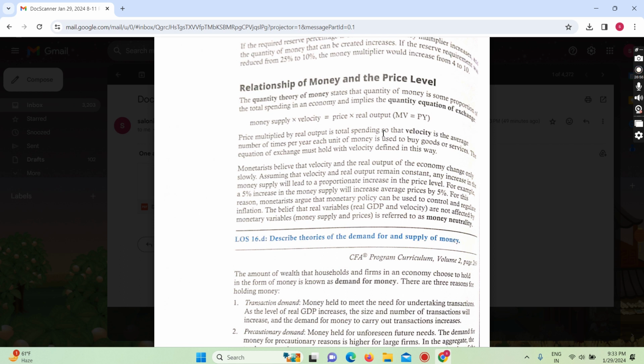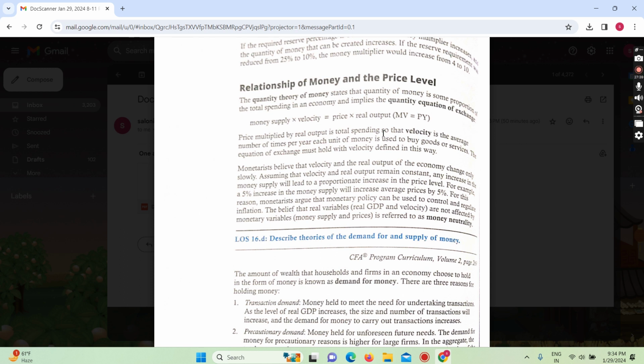Now you need to describe the theories of the demand for and supply of money. What are the theories of the demand for and supply of money? The amount of wealth that households and firms in an economy choose to hold in the form of money is known as demand for money.